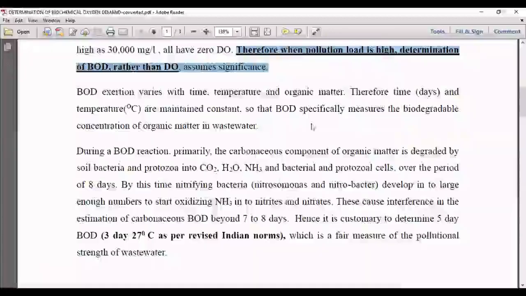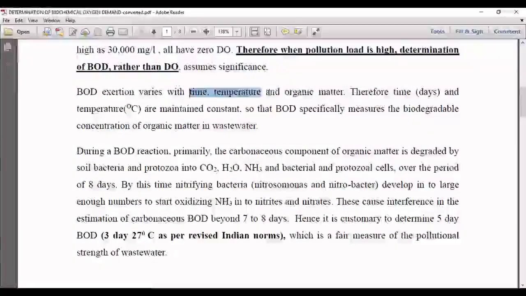BOD exertion varies with time, temperature, and organic matter. It also varies with the salt concentration as well. All these factors we have already seen; they affect DO as well, so they will be affecting the BOD as well. Therefore, time, that is in days, and temperature are maintained constant, so that BOD specifically measures the biodegradable concentration of organic matter in wastewater.